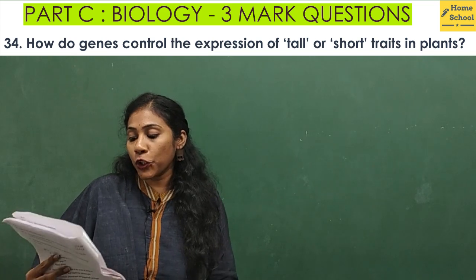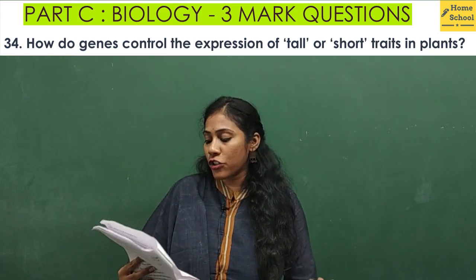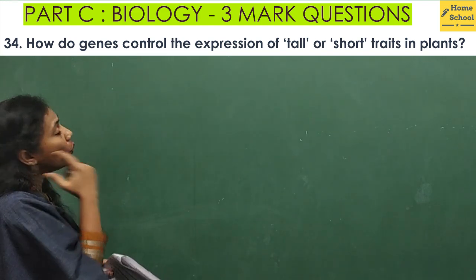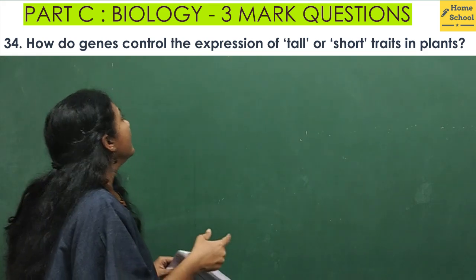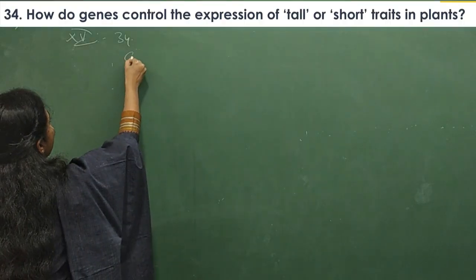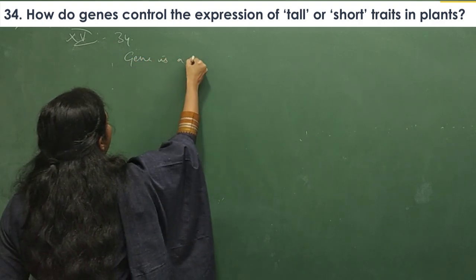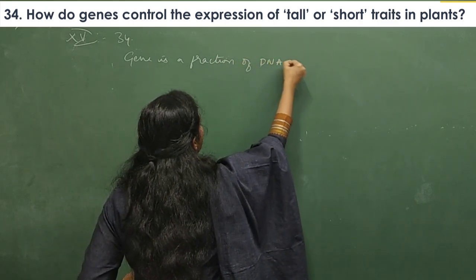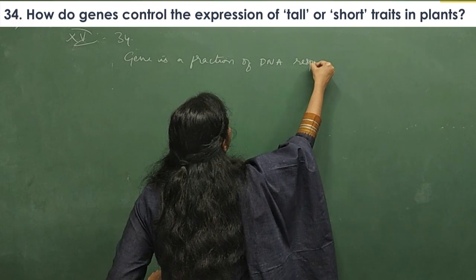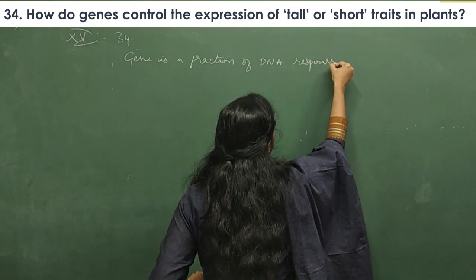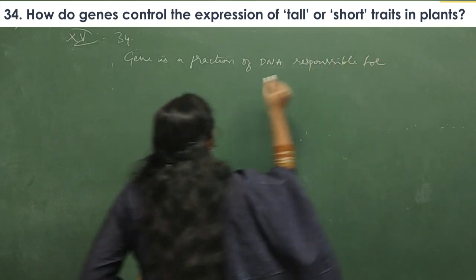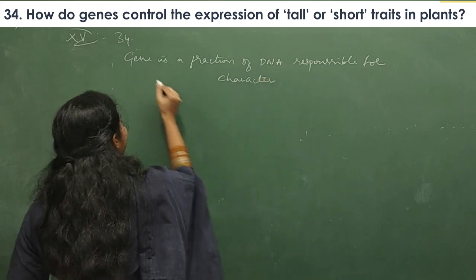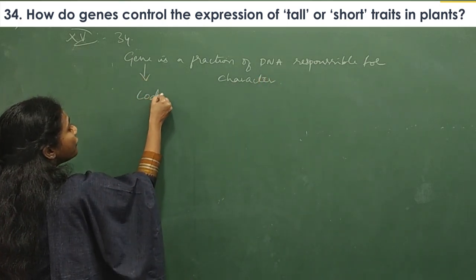How do genes control the expression of tall or short traits in a plant? Very interesting question. How do genes control the expression of tall or short? Say normally, what do you mean by gene? Gene is a fraction of DNA. Yes or no? It's a fraction of DNA responsible for a particular character, isn't it? And what does a gene actually do? Gene codes for the information.